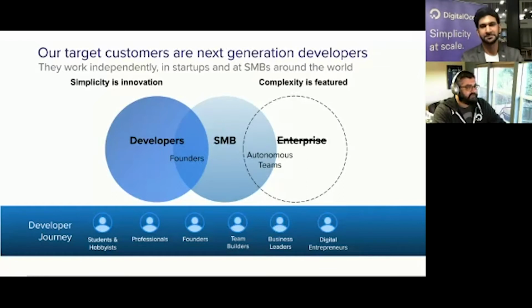And our focus still remains the devs and the SMBs. The enterprise is not where we go after, because that's where the complexity is. But the funny and interesting behavior that we see is that there are autonomous teams at enterprises, individuals who relate to the simplicity of our products, the pricing and the value prop, and they still love to use DigitalOcean for smaller projects within their company, or side projects that they run for hobby and whatnot.